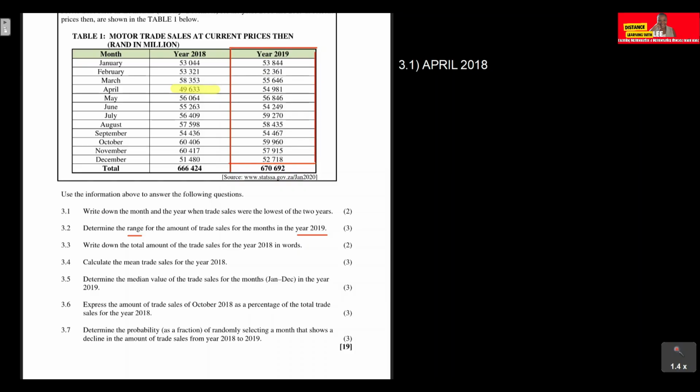So we're going to skim through this information that is given to us, and we're going to find the maximum value, and then we're going to find the minimum value, and then from there we will be able to determine the range. Because how do we calculate range, guys? Range is equal to your maximum value minus your minimum value. So we already know that range is equal to your maximum amount minus your minimum amount.